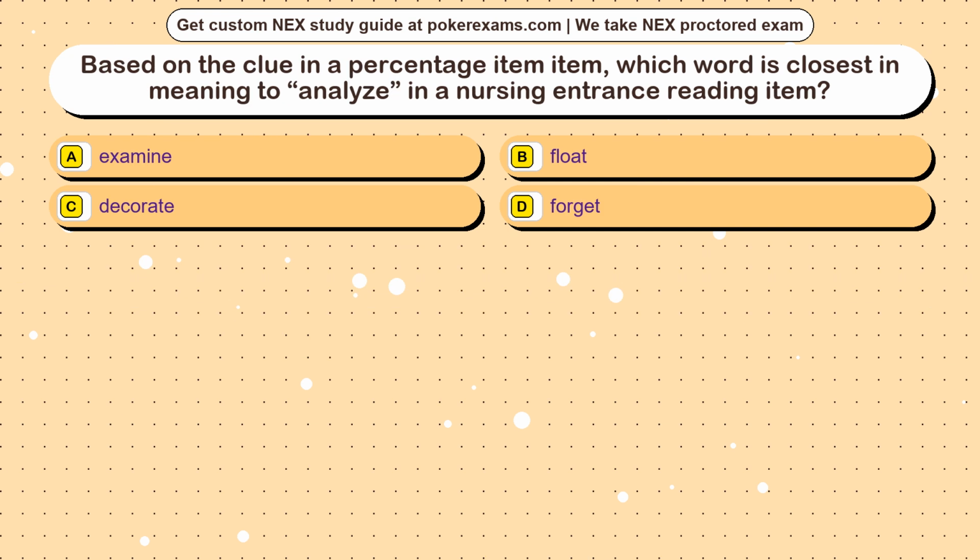Question 17. Based on the clue in a percentage item, which word is closest in meaning to analyze in a nursing entrance reading item? Option A, examine. Option B, float. Option C, decorate. Option D, forget.